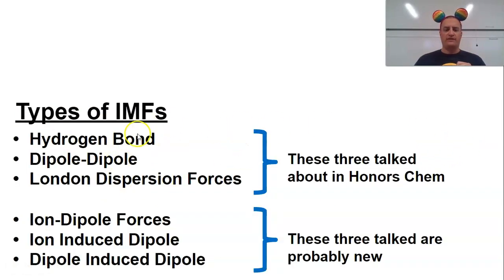So types, we've got these here. These we might have touched on a little bit. Ion dipole, which is a molecule like water often with an ion. Ion induced dipole, this might be occurring out in gases. And then dipole induced dipole. So all these should be somewhat familiar. And again, we're going to go into a little more depth in the ones down below.